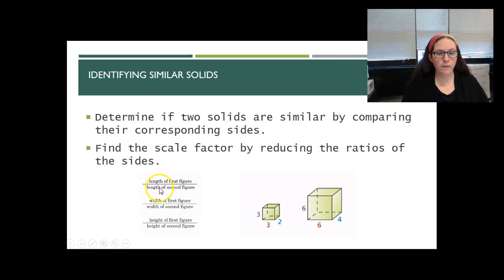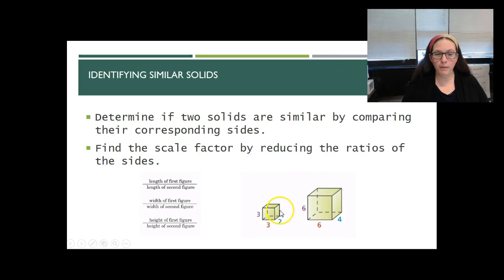The length of the first figure over the length of the second figure. You can see here, this would be a length of 3 compared to a length of 6. Then it would be the width of the first compared to the width of the second. So this would be 2 to 4. And then the height of the first compared to the height of the second. You can see on each of these corresponding sides, we get the same ratio. So 3 divided by 6 is 1/2. 2 divided by 4 is 1/2, and 3 divided by 6 again is 1/2.